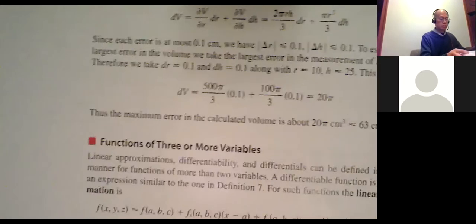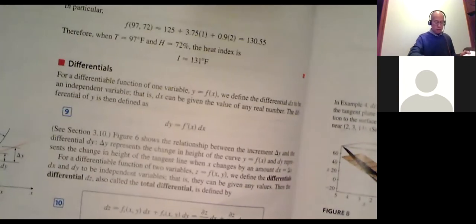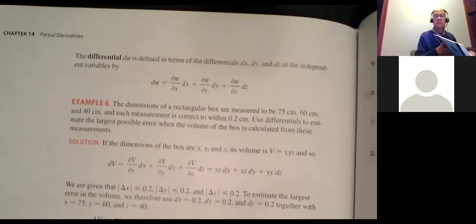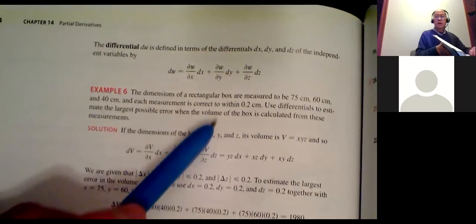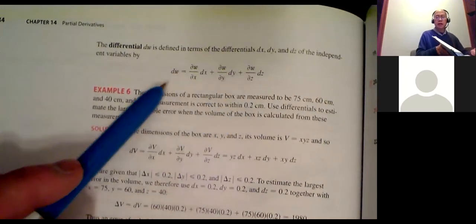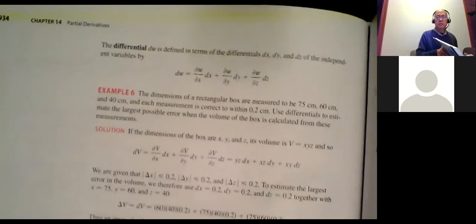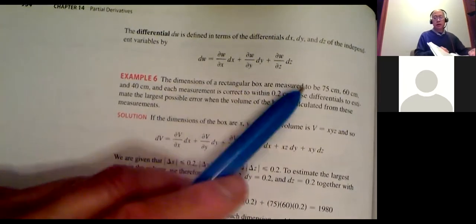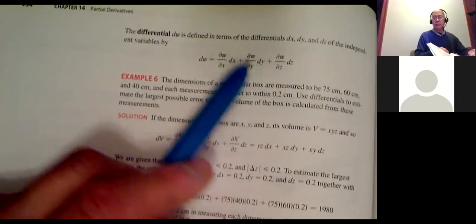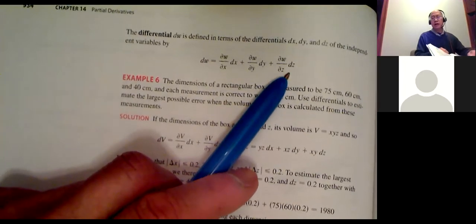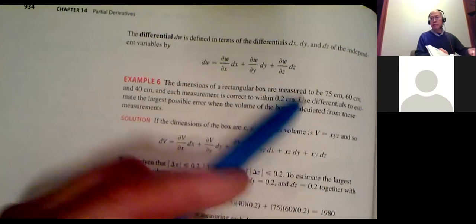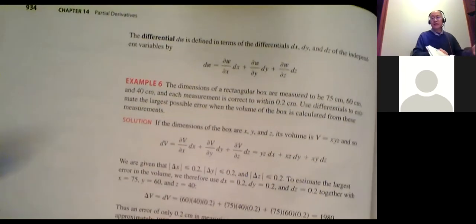Function of 3 or more variables. Completely analogous. Page 934. They give you a function of x, y, and z, so they call it dw. Why do they pick w? Well, I guess if you go in alphabetical order, you're supposed to pick the next letter, but there is no next letter after z. You go x, y, z, and you say what comes after z? Well, we ran out, so they switch over to w. That's all.